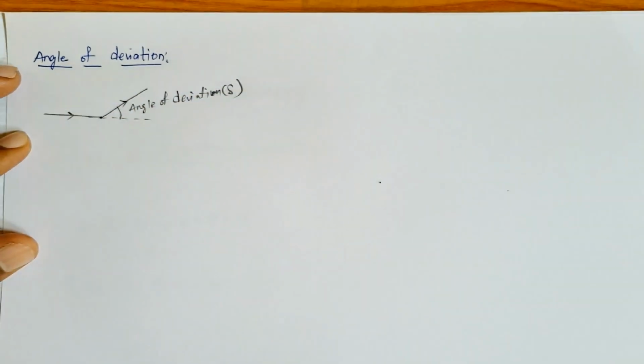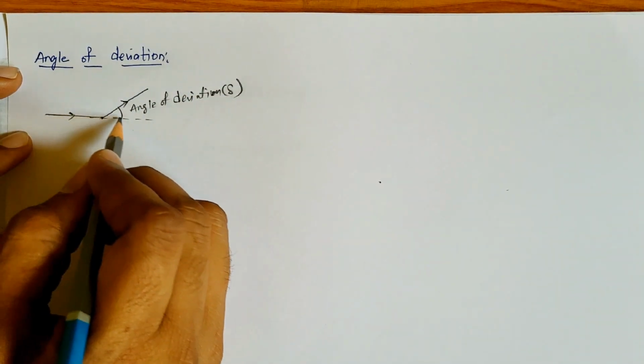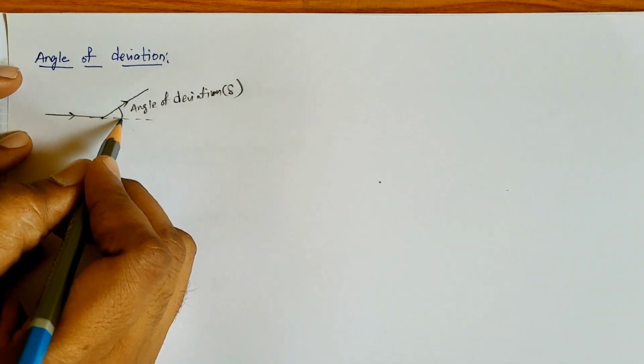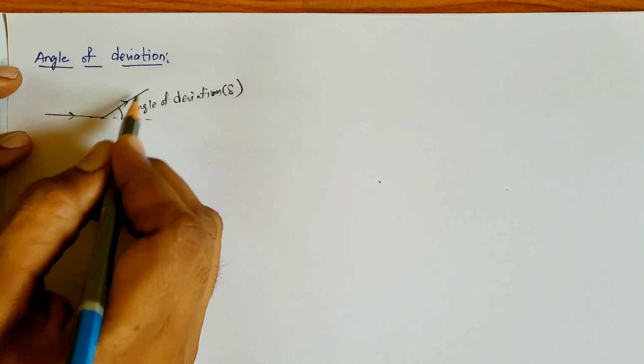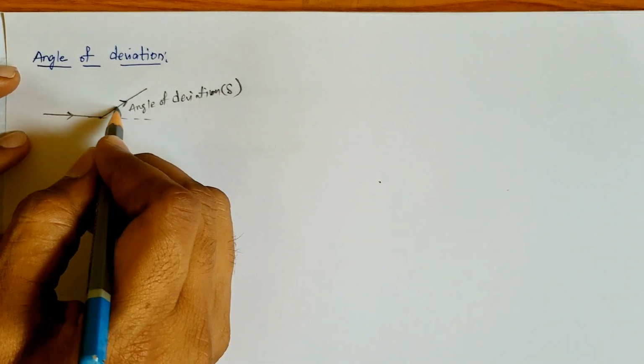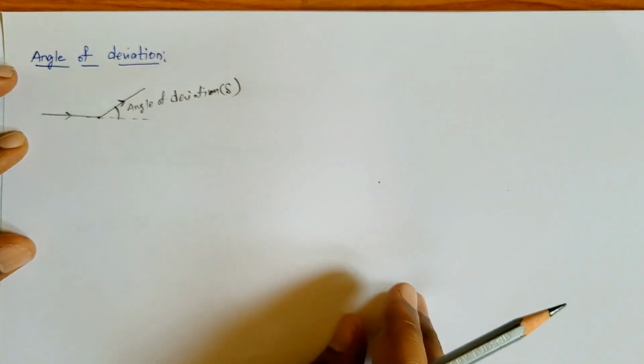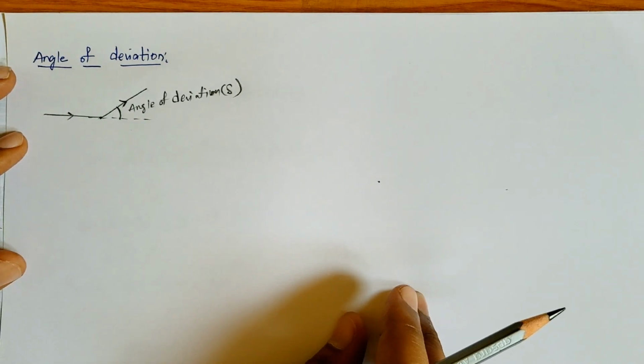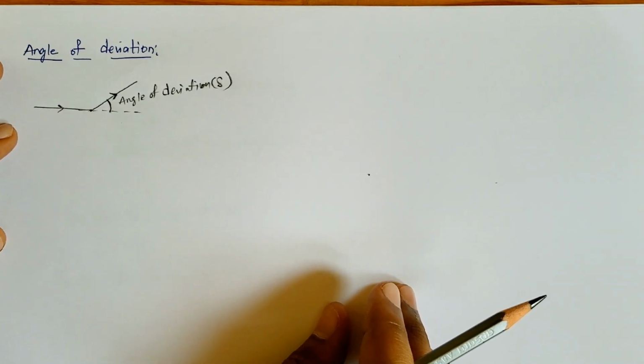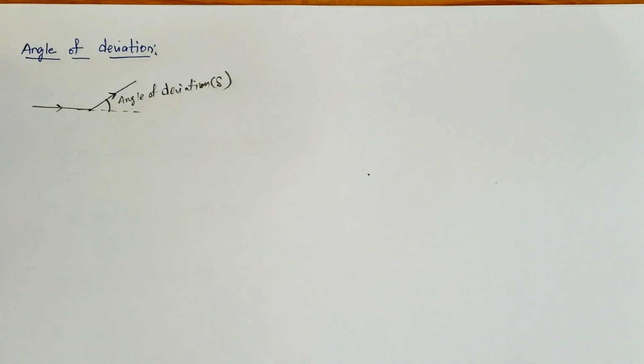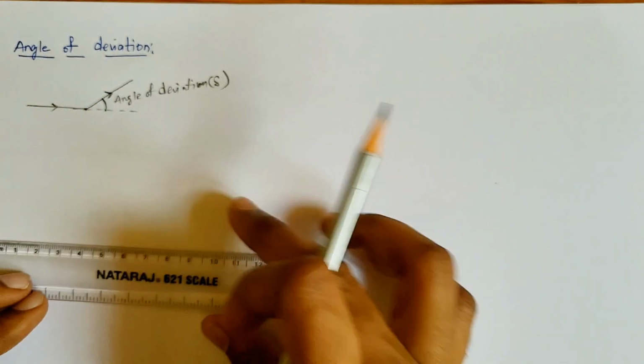Angle of deviation, lambda. You got deviated. This was your original direction. You changed direction and were moving in this direction. How much angle did you deviate? This is the angle you got deviated. Correct? So in plane mirror reflection also, there is an angle of deviation. Where will we find the angle of deviation in plane mirror reflection?